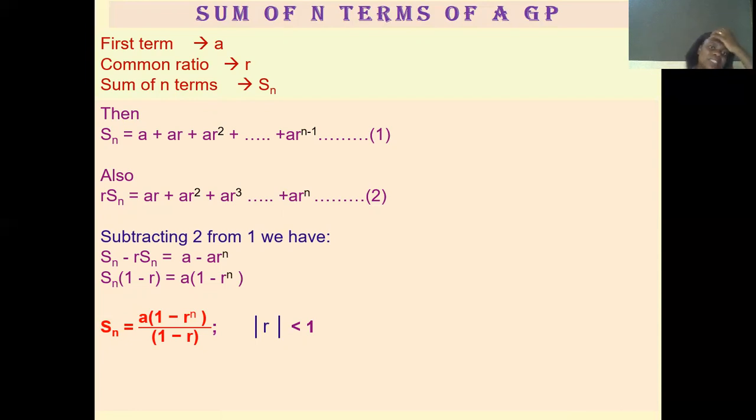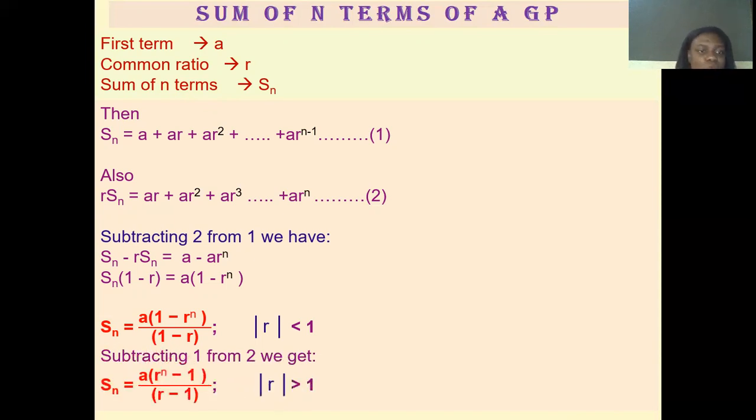Now, that second formula can be obtained by simply subtracting equation 1 from 2. Instead of 2 from 1, we subtract 1 from 2, and then we get the second equation that we can use. You can try it out based on what I've done for the first one, and you'll get this if you do it correctly. This second equation can be used when the magnitude of the common ratio is greater than 1.